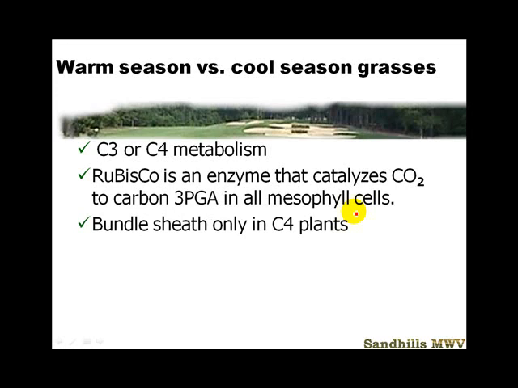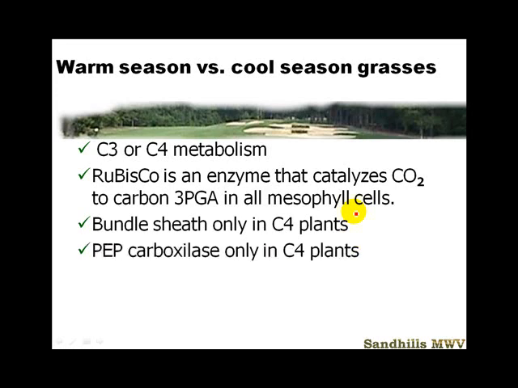The bundle sheath. This is a new term we're going to talk about. The bundle sheath is only in warm season plants. Very important. The bundle sheath is a structural thing. It's a place where the warm season grasses put all of the rubisco. It keeps its rubisco in a small place, and it uses a different protein to superload that place with CO2. The picture is going to hopefully drive that home a little bit.